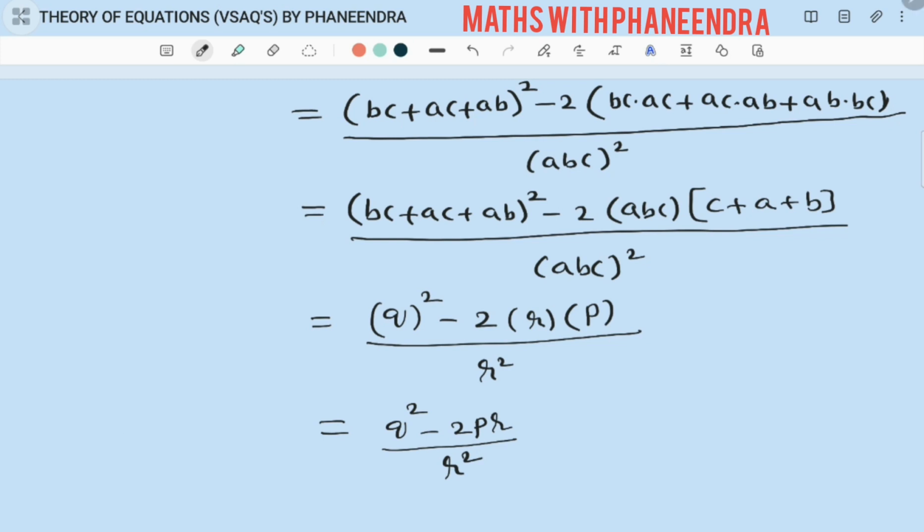I hope everyone understands, dear students, 1 by A square plus 1 by B square plus 1 by C square. We'll move on to the next question.